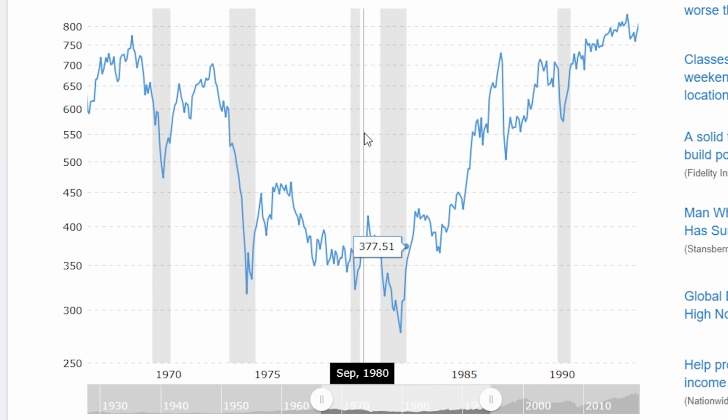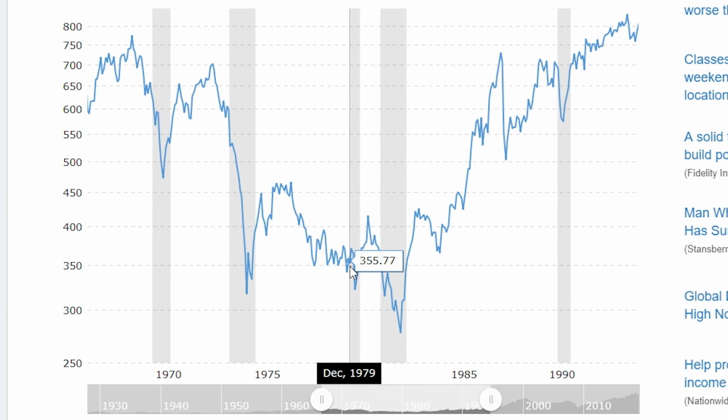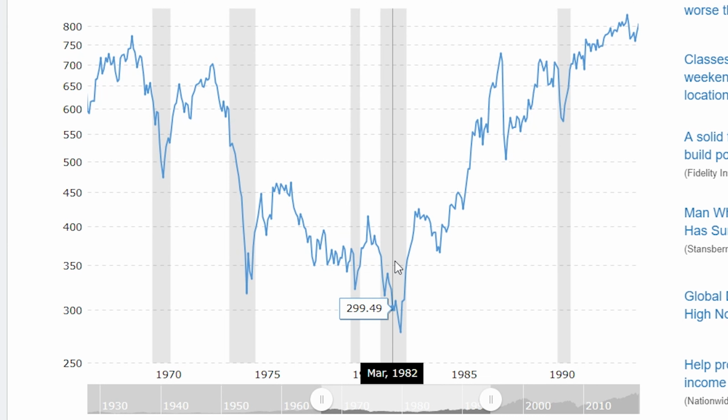Each one of these highlighted gray areas that you see represents a recession. So let's take a look at December 1979. The recession officially hits. The S&P 500 is sitting right around $355. In June of 1980, the recession ends and the S&P 500 hits $372. The same thing happens again in July of 1981. The recession then ends in December of 1982 and breaks past the point previously hit before only 18 months later.